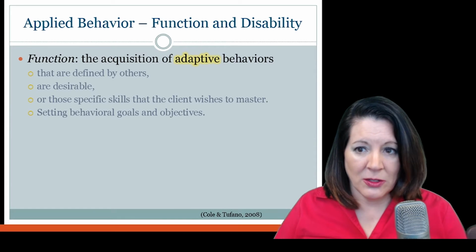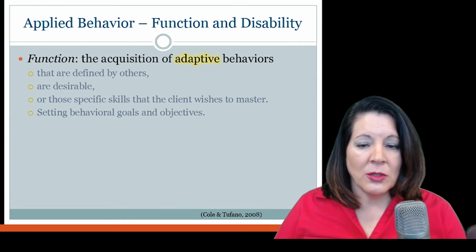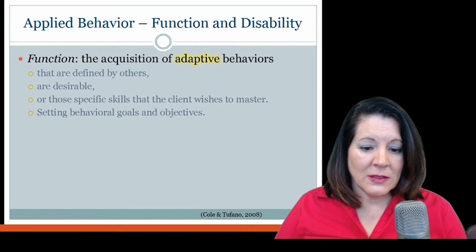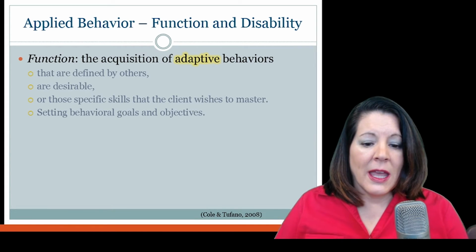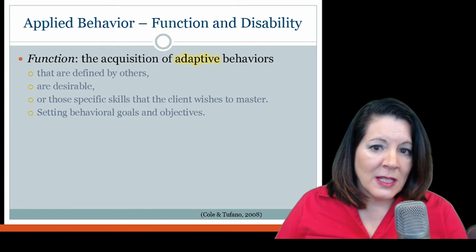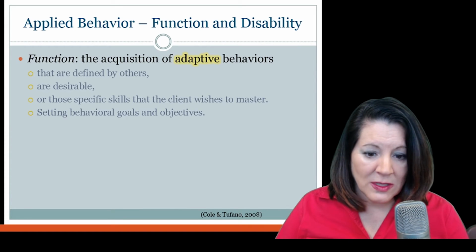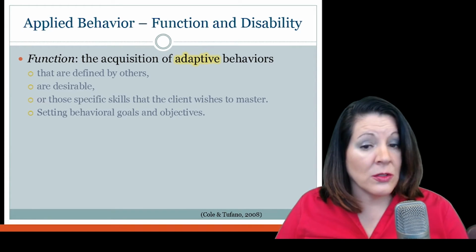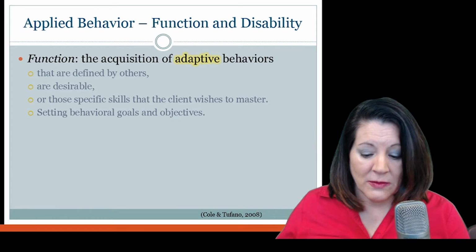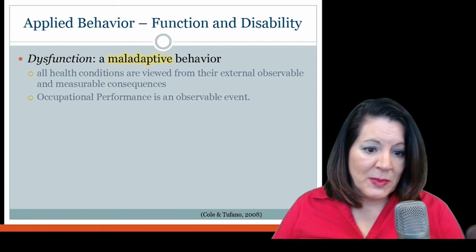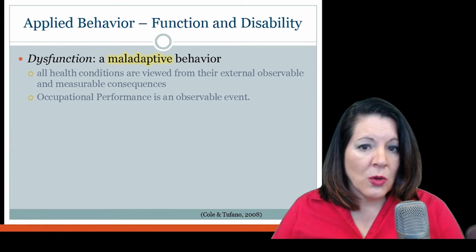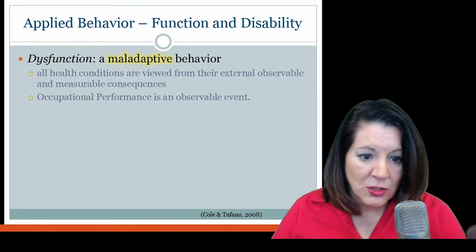They're defined by others. They're considered desirable. They might be specific skills that the client has identified as something that they want to master. And it's also about setting behavioral goals and objectives that the person or others want to see that person achieve. Dysfunction is simply a maladaptive behavior, something that you don't want the person to do.